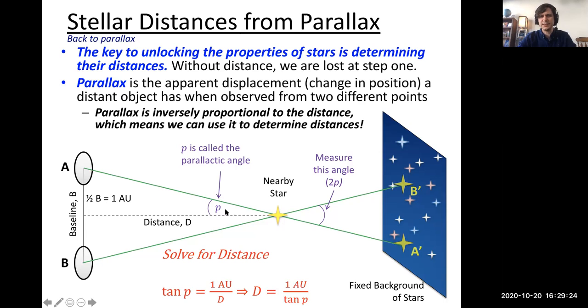The tangent of the parallax, so tangent of P, would equal the baseline. We're going to use the diameter of Earth's orbit. Half of that, to get our right triangle here, would be 1 AU, in this case, divided by the distance. And then I can say the distance equals 1 AU divided by the tangent of this angle, which I can measure. It's hard to measure, but I can measure the parallax. And notice that this is in red. I don't expect you to do the trigonometry, but you will have to solve for the distances. And that's going to be a good part of this video, understanding how to solve for the distance.